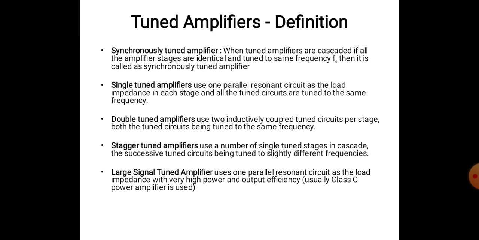What is a double tuned amplifier? Generally, a double tuned amplifier uses inductive coupling or transformer coupling. It consists of two tuned circuits, either at input or output, and these two tuned circuits are tuned at the same frequency. Then comes the stagger tuned amplifier.